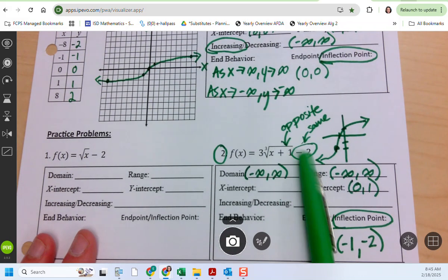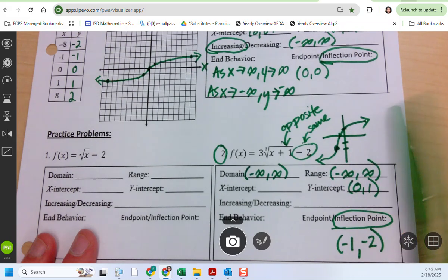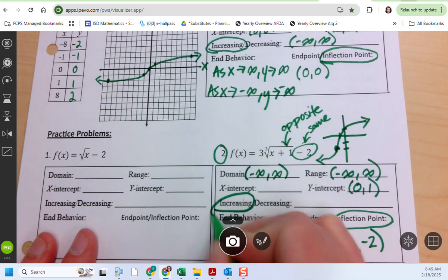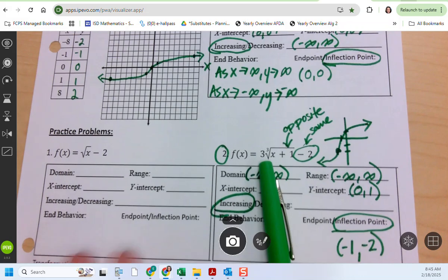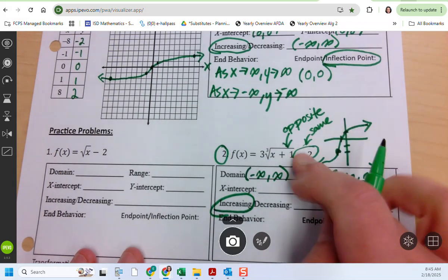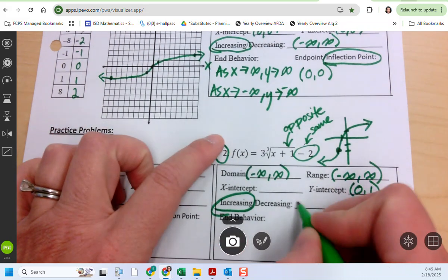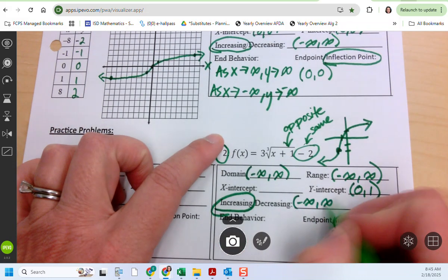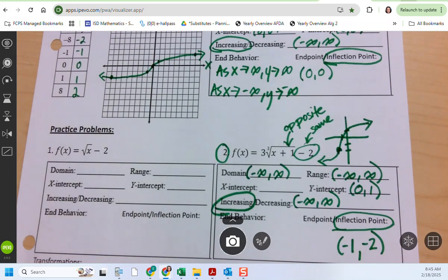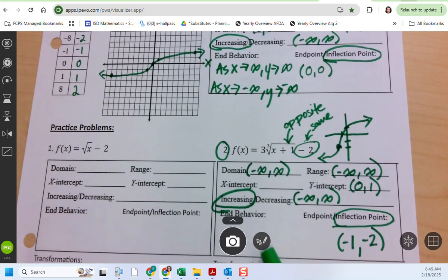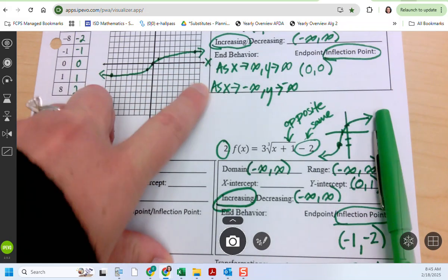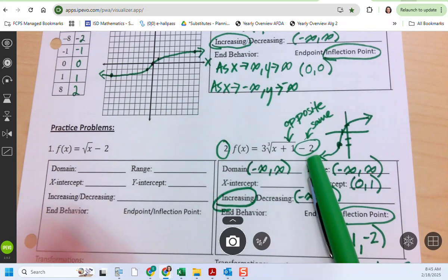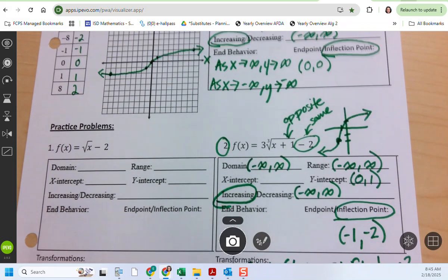Increasing or decreasing, is this graph increasing or decreasing? It's increasing. Now, if I had a reflection, if I had a negative in front of the graph and it reflected upside down, then it would be decreasing, but this one's increasing over its whole domain, negative infinity to infinity. Because this graph was not reflected, it's going to have the same end behavior as the parent. As x goes to infinity, y goes to infinity. As x goes to negative infinity, y goes to negative infinity. So a lot of the same stuff as the parent.